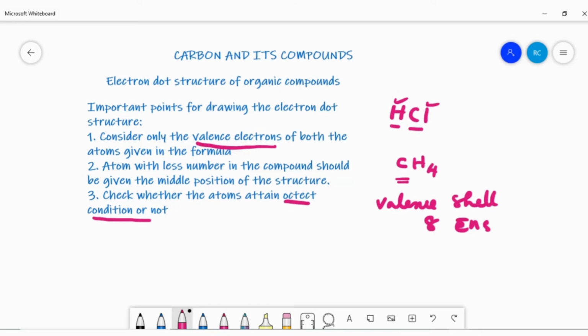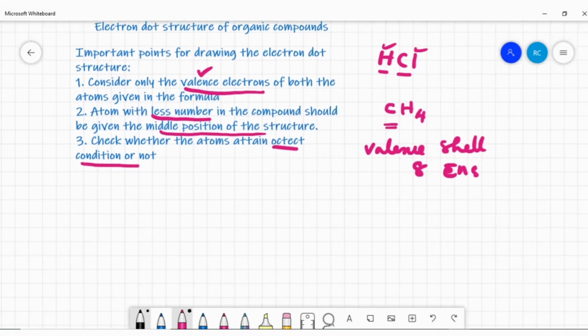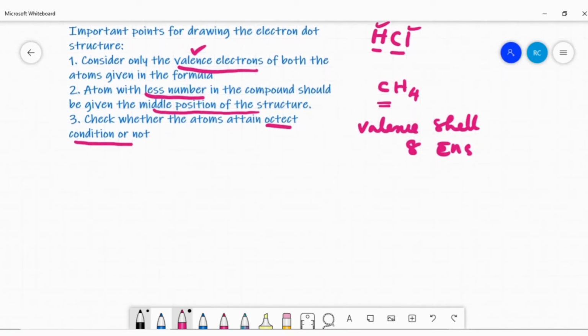So these are the 3 important rules for drawing the electron dot structure. The first one is you need to consider only the valence electrons. Then the atom with the lesser number should be in the middle position of the structure. Then check whether the atoms attain octet condition or not. Now let us draw one by one the electron dot structure of different organic compounds. First I am going to consider HCl molecule.